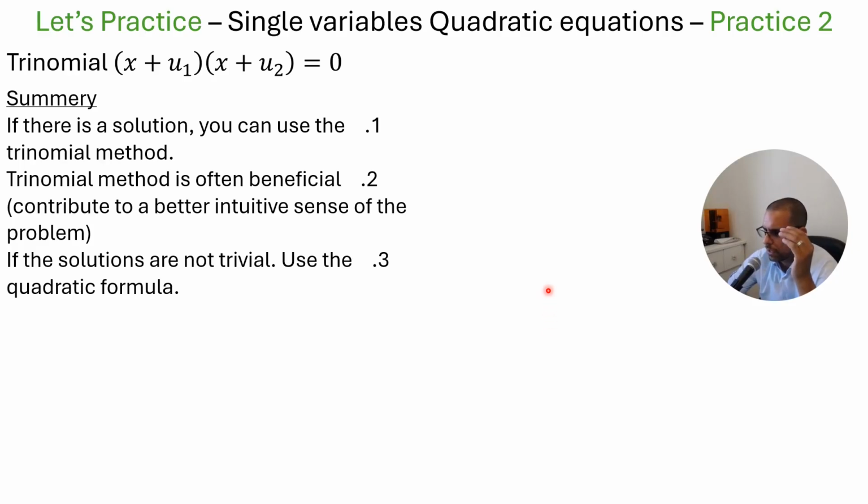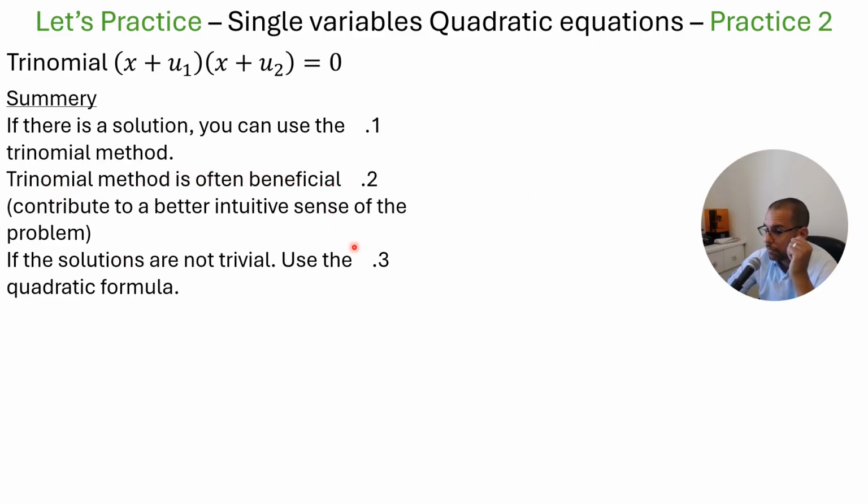So if you are searching for u1 and u2 and you just can't think of two factors that give you what you need, maybe the parabola is just hovering above the x-axis. So don't waste a lot of time on it. We're going to solve the problem by using the quadratic formula later.